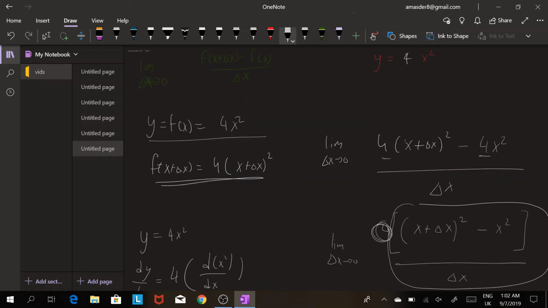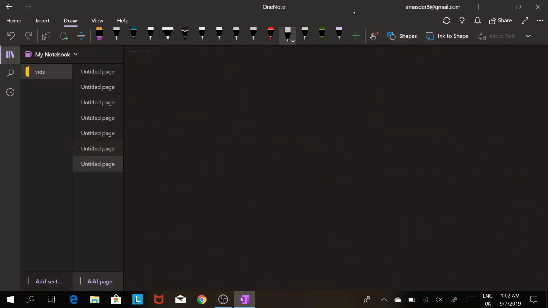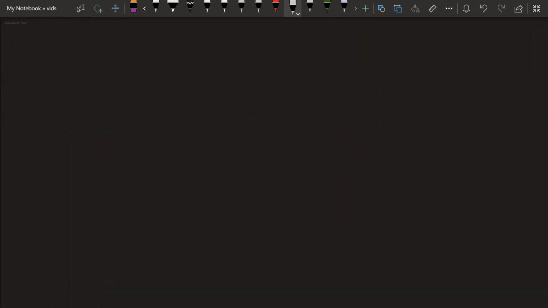And that was the general idea of the derivative. Now I'm just going to do some simple exercises. Maybe you guys will get more familiar with this derivative thing. Let's do example 2, page 44.